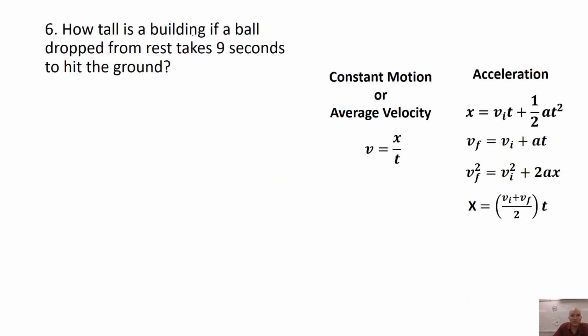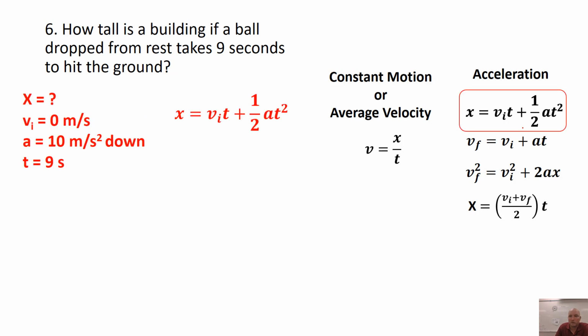How tall is a building? If a ball is dropped, so it's in the air again from rest, there's a VI equals 0. So very important, it takes 9 seconds to hit the ground. So there's your givens. Find the one equation that has all those givens, VI, X, A, and T. There's only one equation right there. Solving for X, so there's not too much rearranging going on.